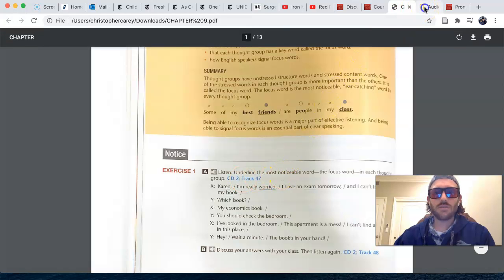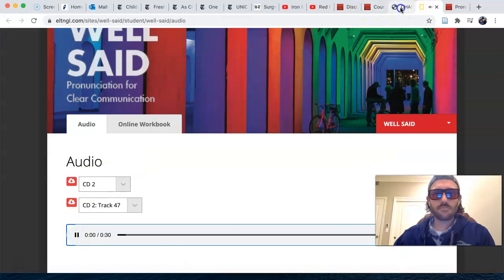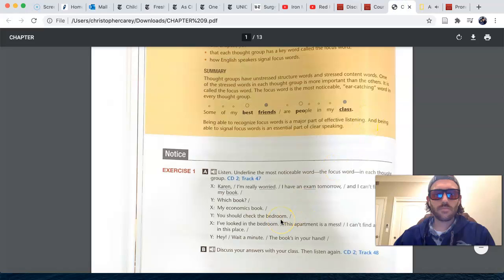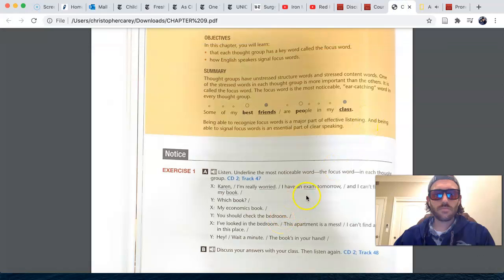CD2 track 47. Chapter 9, Exercise 1A, page 80. Karen, I'm really worried. I have an exam tomorrow, and I can't find my book. Which book? My economics book. You should check the bedroom. I've looked in the bedroom. This apartment is a mess. I can't find anything in this place. Hey, wait a minute. The book's in your hand.